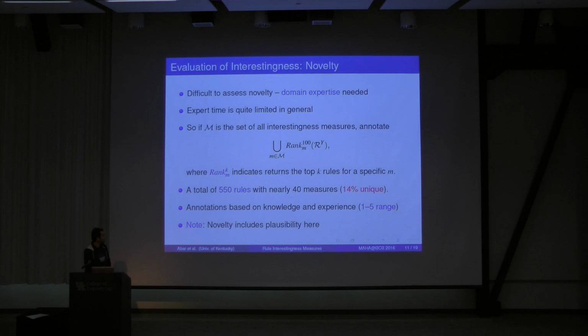And in total we have 550 rules from the nearly 40 measurements, which shows that even if the measurement changes, most rules are the same, and just 40% differ. And then we get the novelty score from our physician in a one range.